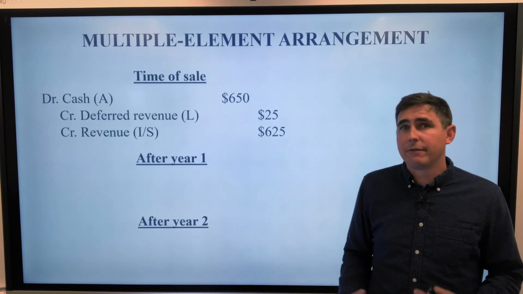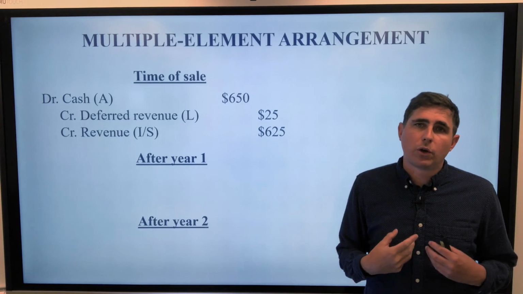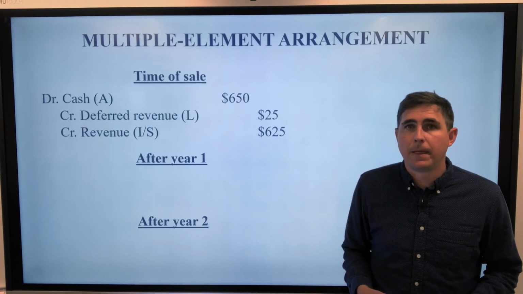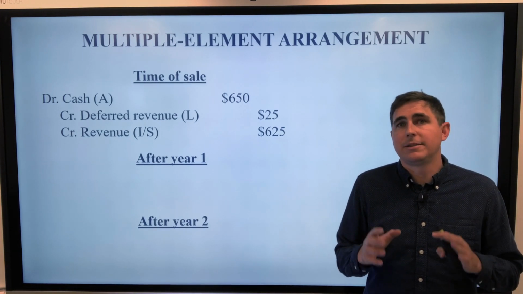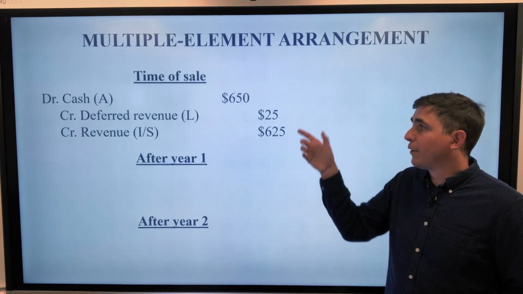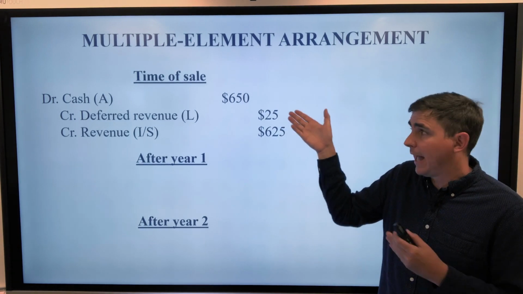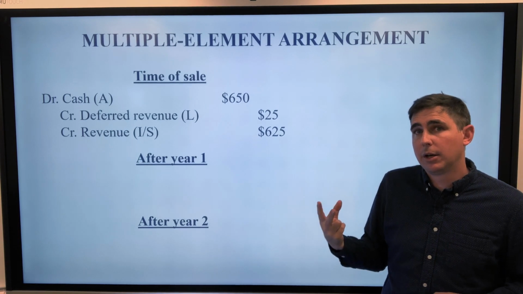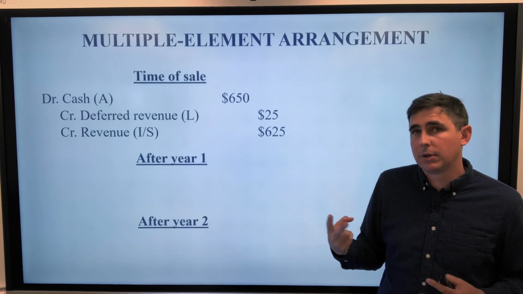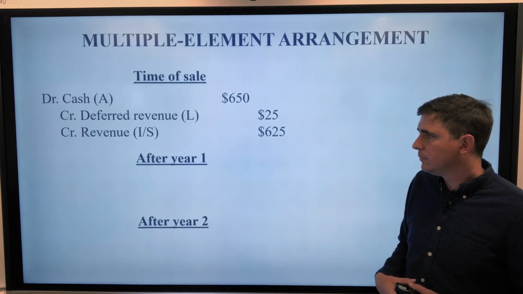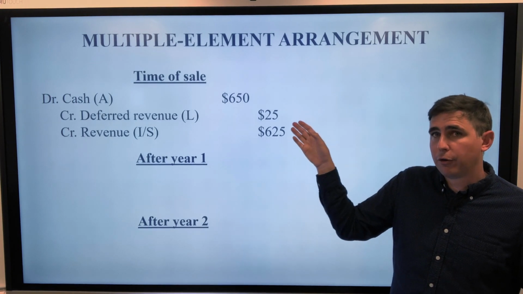Now let's talk about after 1 year goes by. So over the course of that year, what have they been doing? Well, they've been providing you updates and support. And so they've earned exactly half of that deferred revenue because they're assuming they're going to be providing you that service for 2 years. So after 1 year goes by, they're going to earn half of that revenue.